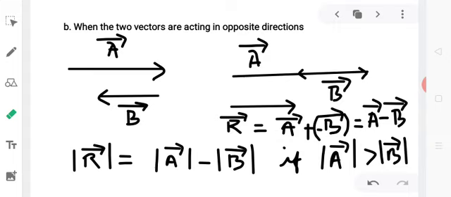Here the magnitude of the resultant vector is equal to the difference of the magnitudes of the two vectors, and the direction of the resultant vector will be in the direction of the bigger vector. So as you can see, the magnitude of vector R is equal to the magnitude of vector A minus the magnitude of vector B, and obviously in this case we have shown that the magnitude of A is greater than the magnitude of B, so it is A minus B.